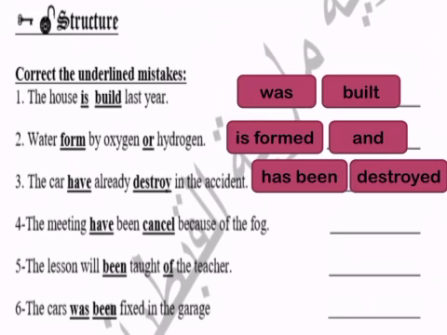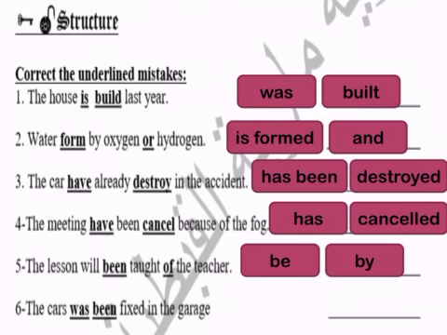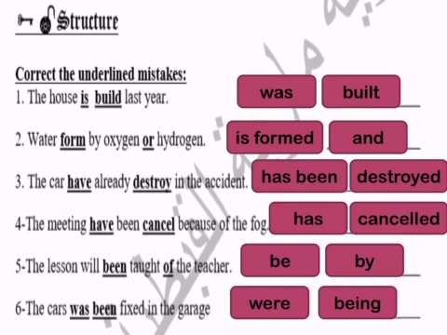4. The meeting has been cancelled because of the fog. So has cancelled. Number 5. The lesson will be taught of the teacher. So will is followed by be and the preposition by. 6. The cars was fixed in the garage. So the cars were and being fixed in the garage.